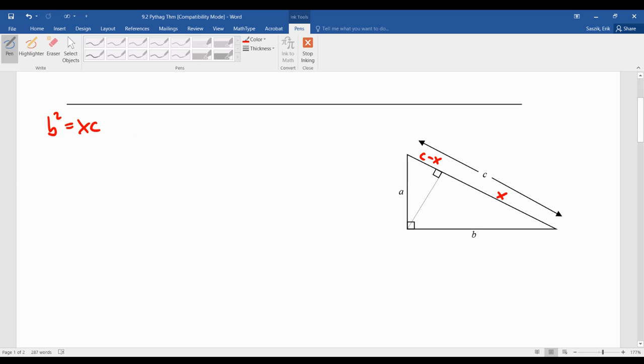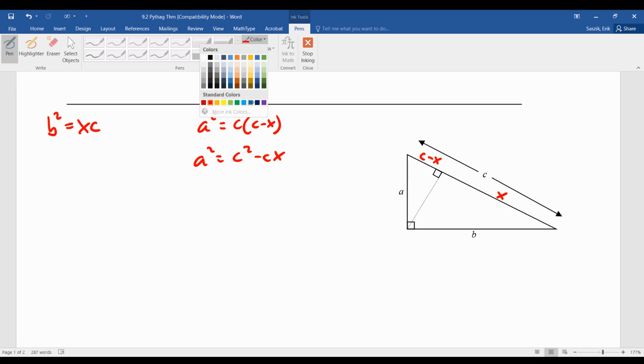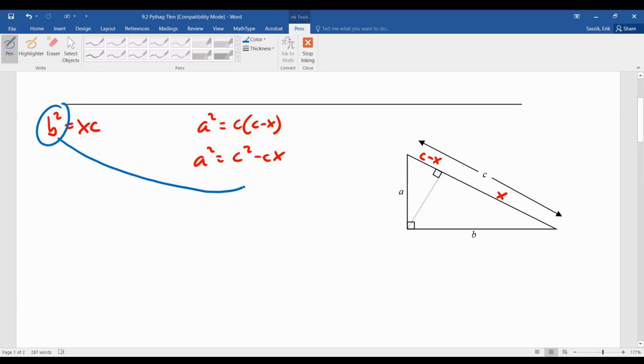Okay, let's come back to that in a little bit. Let's look at the other leg. A squared, leg squared equals the adjacent part times the whole thing. So C times C minus X. I'm going to distribute. Hey, do you notice something? CX, XC. CX is the same thing as B squared, so we can sub that in. That, my friends, is the Pythagorean theorem.